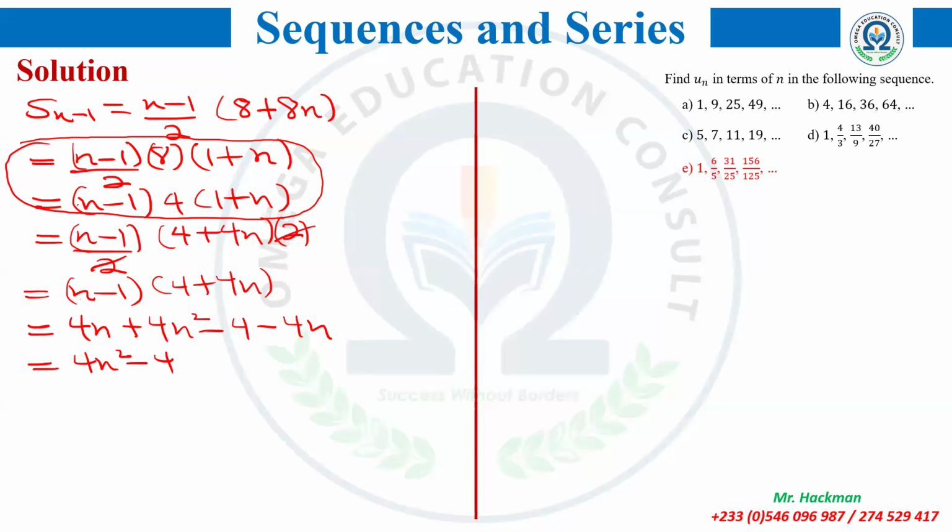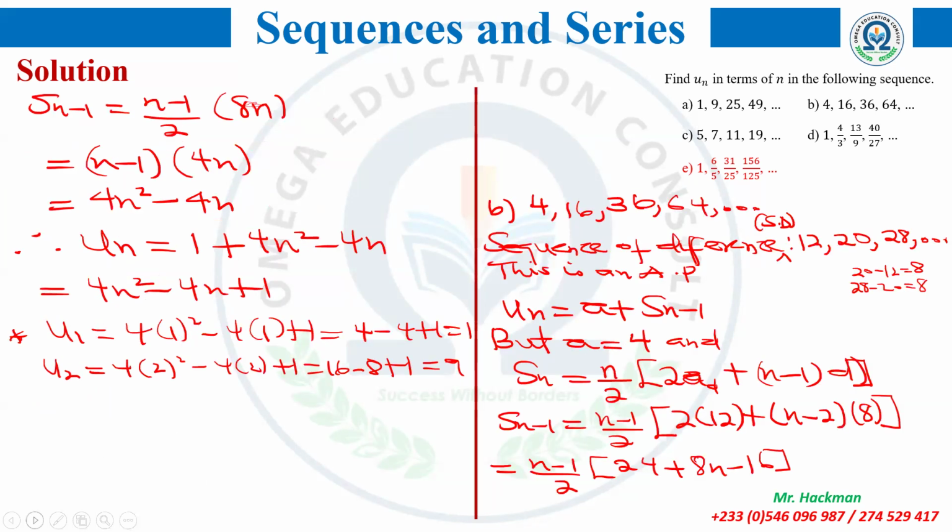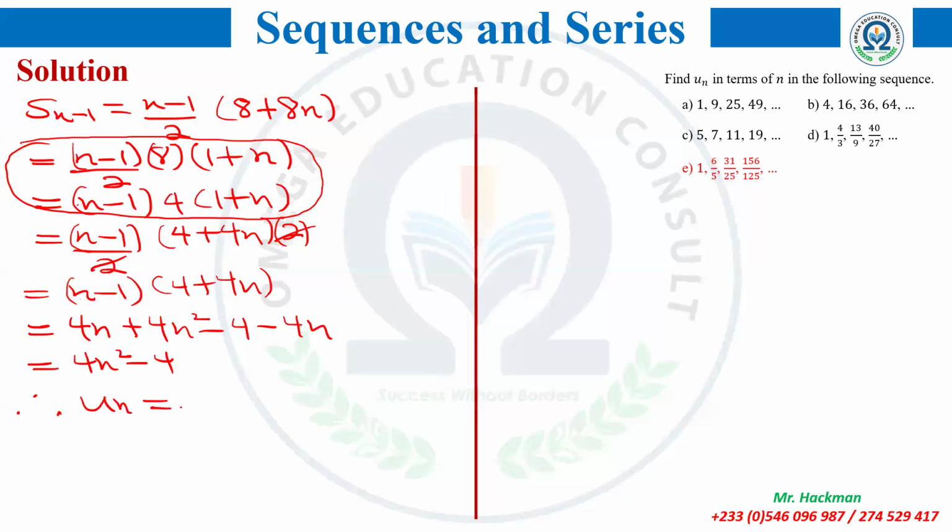Is this your u sub n? No, not until you add the first term of your original sequence. Then you will get your u sub n. Now I know all my parameters in u sub n. So my u sub n will be equal to a, and we got our a. A was 4, so we substitute the 4: a, which is 4, plus your S sub n minus 1 in its simplified form, 4n squared minus 4. This will also cancel that, so my result will be equal to 4n squared. It is still quadratic. Am I right?